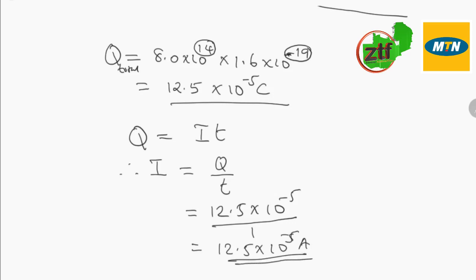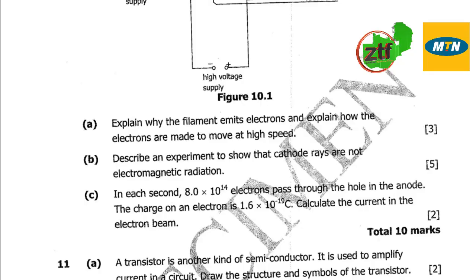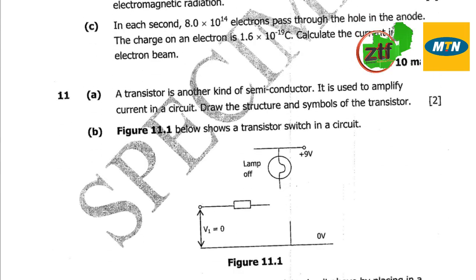We move on to question 11. A transistor is another kind of semiconductor. It is used to amplify current in a circuit. Draw the structure and the symbols of the transistor. Two things. Draw the structure and also draw the symbol for the transistor.